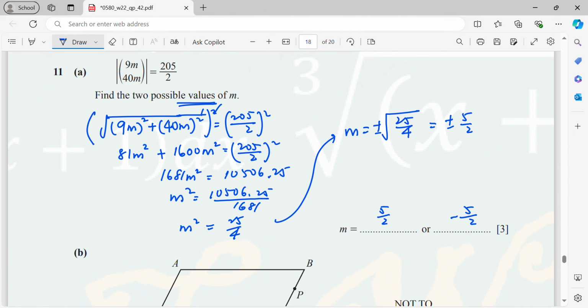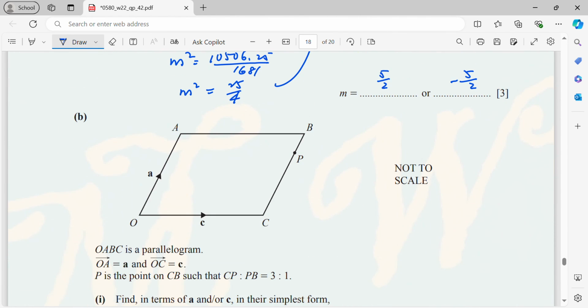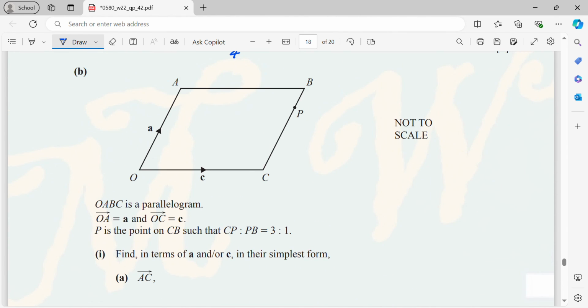Okay, done for 11a. Now B, OABC is a parallelogram. OA is A, OC is C, is given here. P is a point on CB such that CP to PB is 3 to 1. Okay, now find in terms of A and or C in their simplest form, AC. So AC is here.